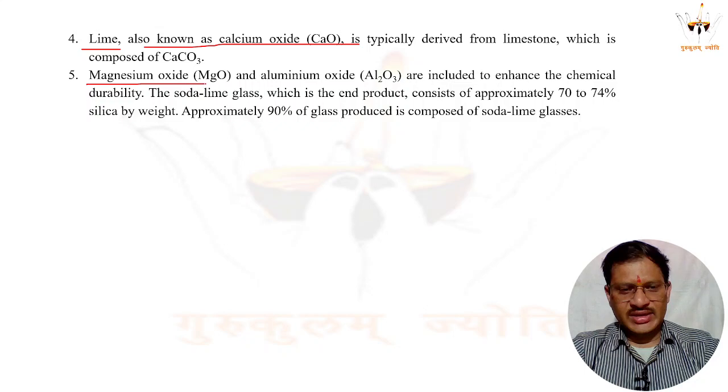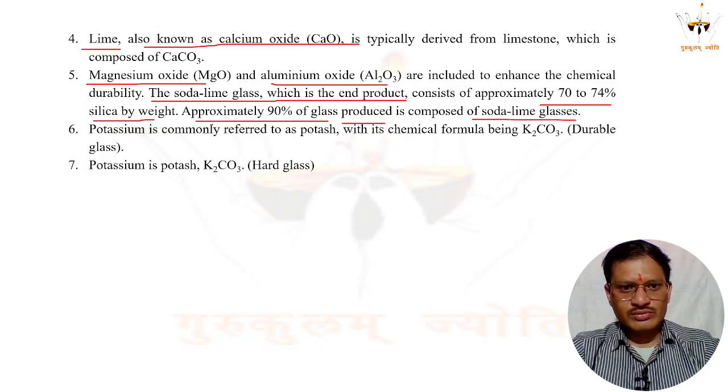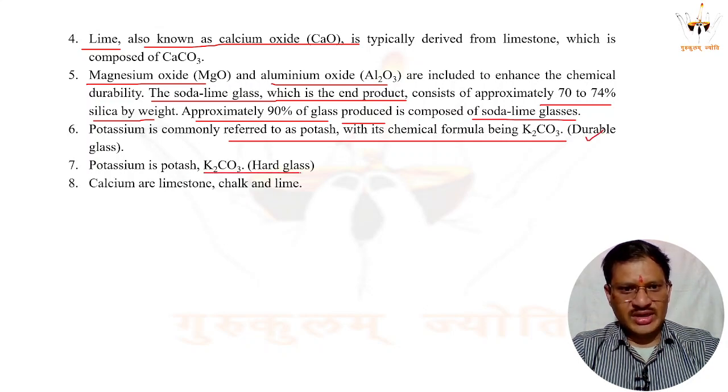Another ingredient is magnesium oxide, and aluminum oxide, which are included to enhance the chemical durability. The soda lime glass, which is the end product, consists of approximately 70 to 74% silica by weight. Approximately 90% of all glass produced is composed of soda lime glass. Potassium is commonly referred to as potash, whose chemical formula is K2CO3, and it is used in durable glasses. Potash is also used in hard glass.